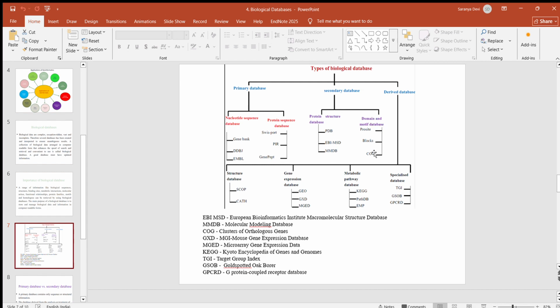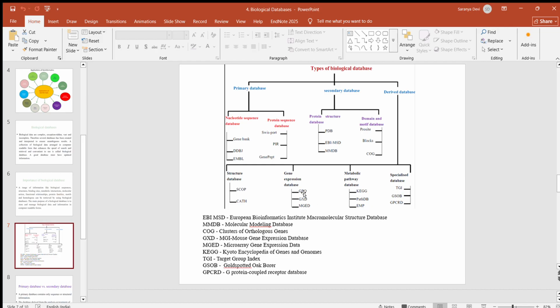COG is nothing but the Clusters of Orthologous Groups database. Derived databases include structure databases, gene expression databases, metabolic pathway databases and specialized databases. In the metabolic pathway database you study the pathways involved in a particular disease. In structural databases, there is SCOP, Structural Classification of Proteins, and another one is CATH: Class, Architecture, Topology and Homology.